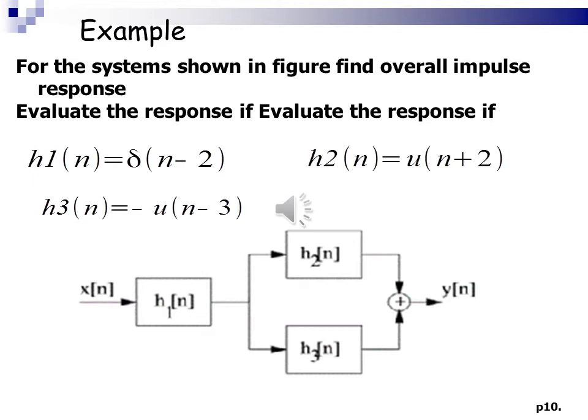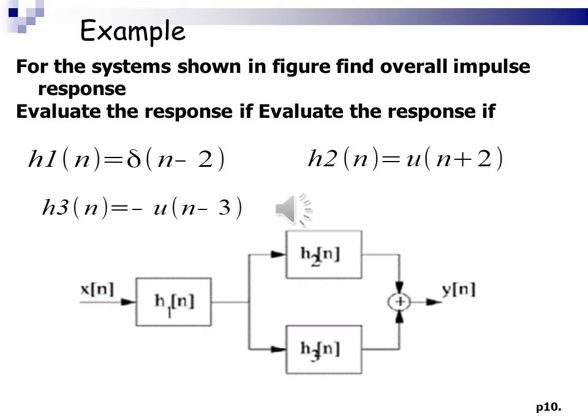Based on the properties that we have seen in the last few slides, we will start with the example. The example is, for the system shown in the figure, find the overall impulse response. That means you are supposed to calculate the final h of n and evaluate the response if the impulse responses h1n, h2n, h3n are given. Based on that, you are supposed to find out the final value of the impulse response.